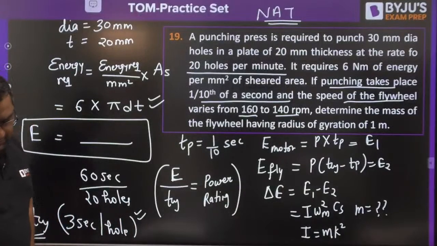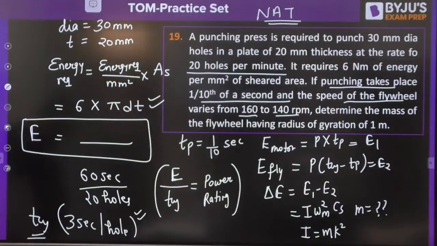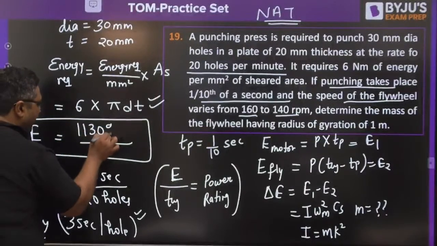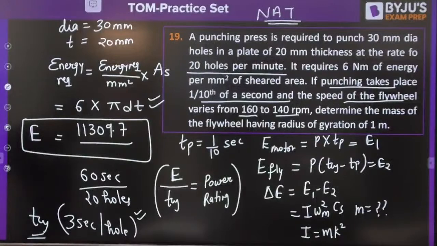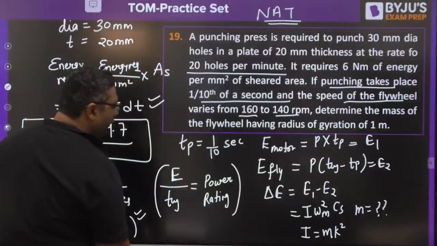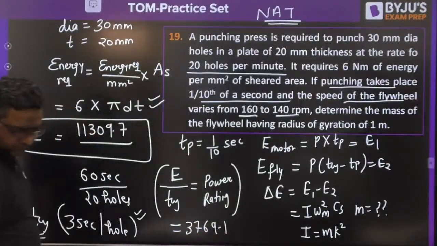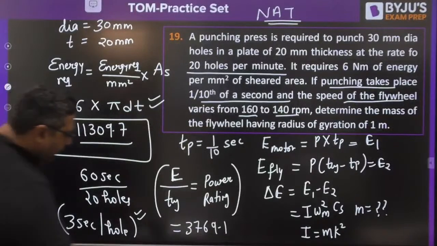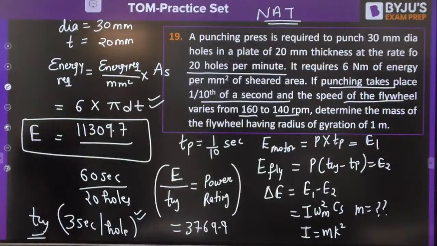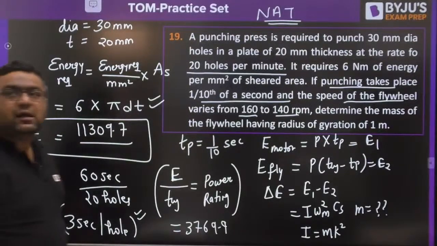Okay, so I won't answer for this question. If anybody has solved it, this is a difficult and lengthy one. Energy per punch you will be getting 11309.7. And after solving, you will be getting power rating of 3769.199. And after that, you will be finding out delta E.